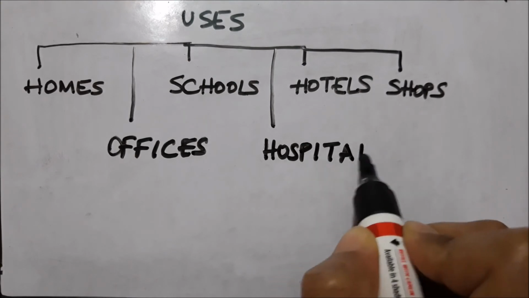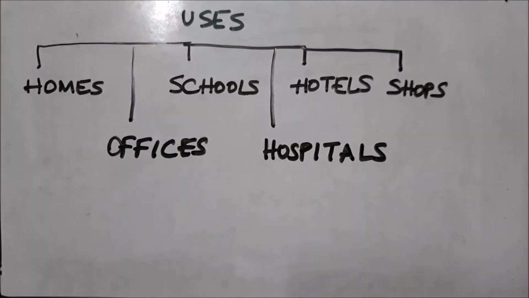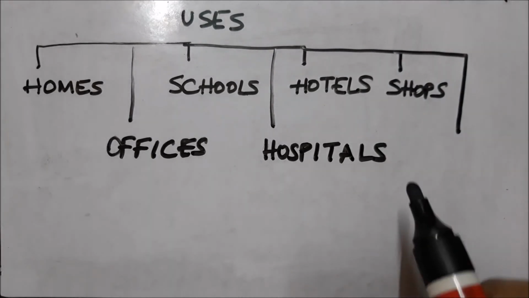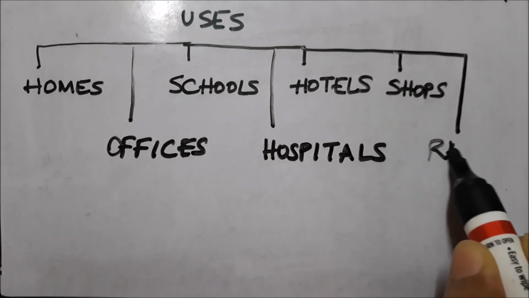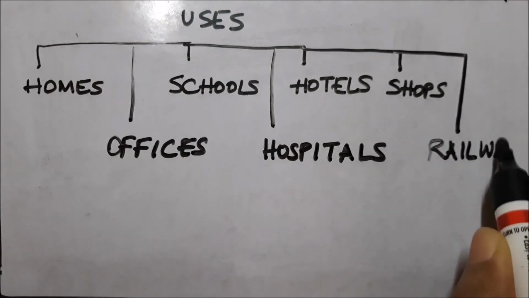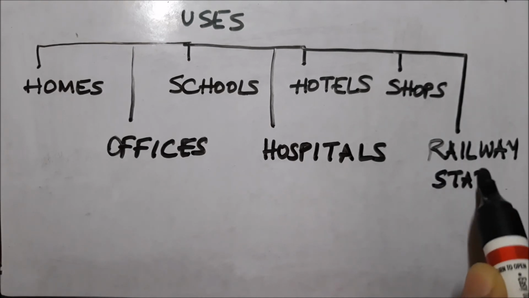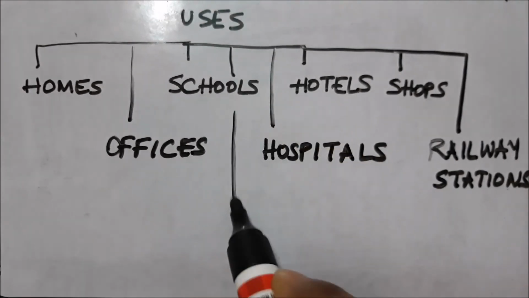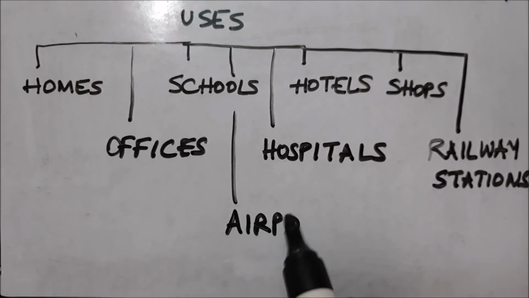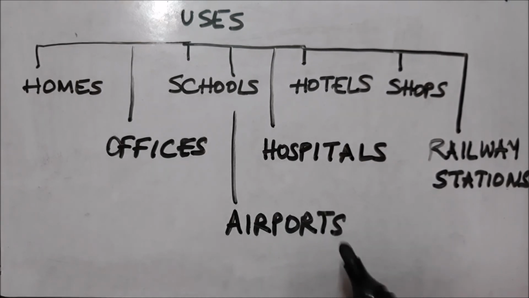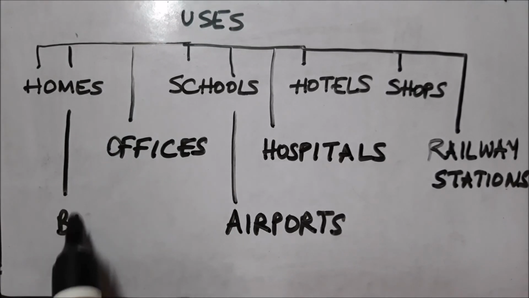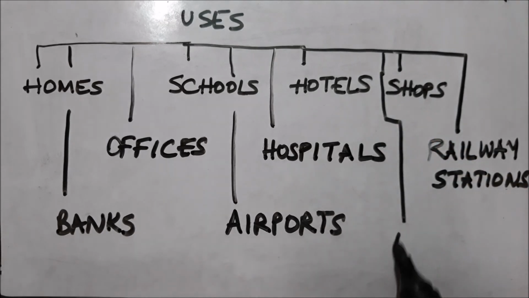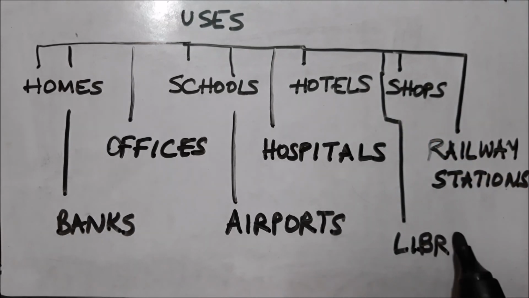All big spellings for you to learn and remember, because you will need these in the future as well. Then computers are used in railway stations. Now this is another new spelling for some of you. So railway stations. And then computers are used at airports. Computers are also used at banks and also at libraries.